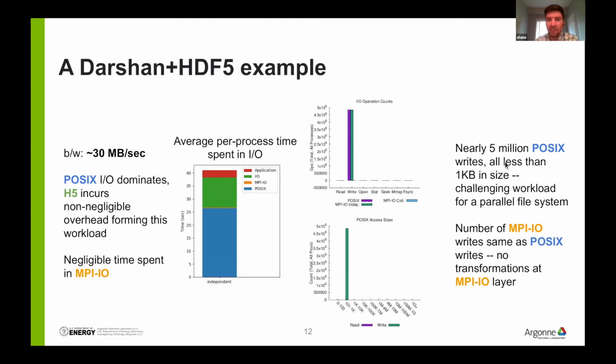If you look at the graph at the top for operation counts again, you can see that MPIO and POSIX are essentially doing identical things. They're issuing the same number of operations, which makes sense. This is all independent, so MPIO is literally just passing the operations down to POSIX to do all the IO, so that makes sense.